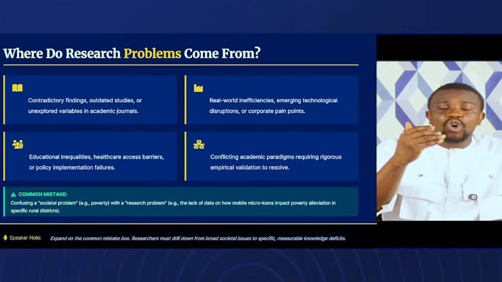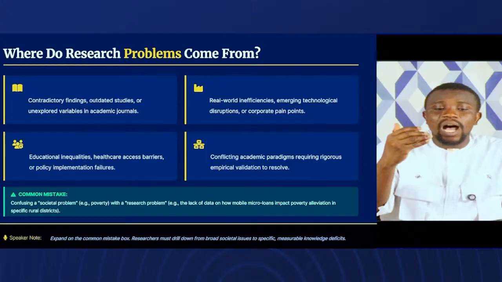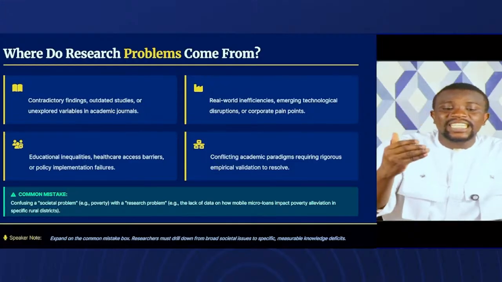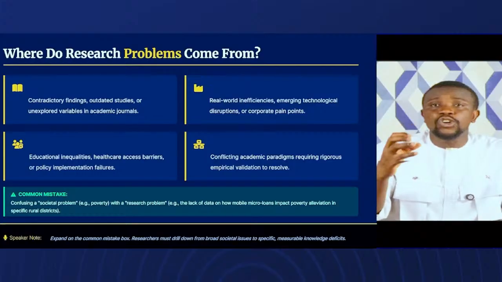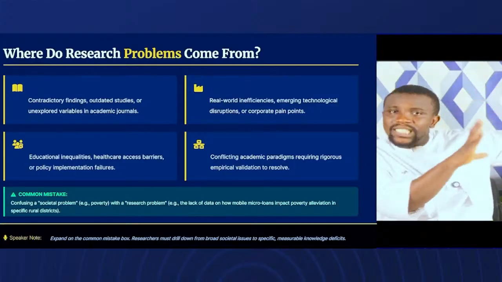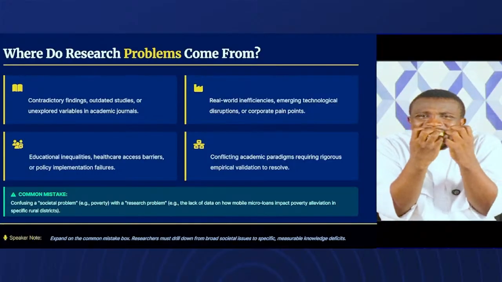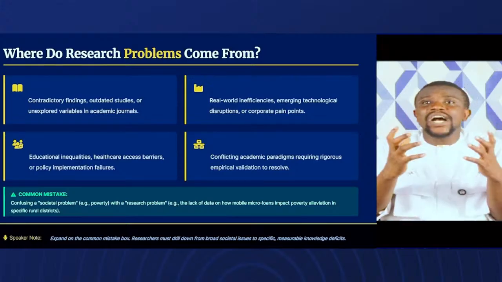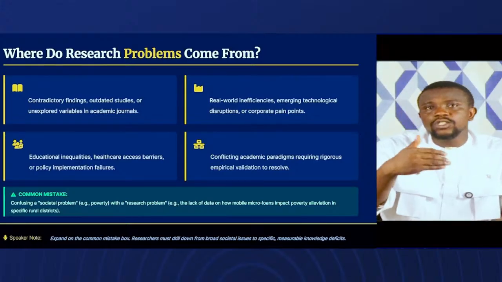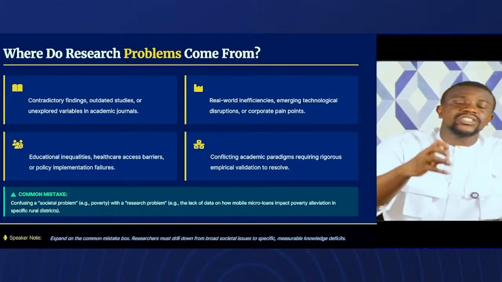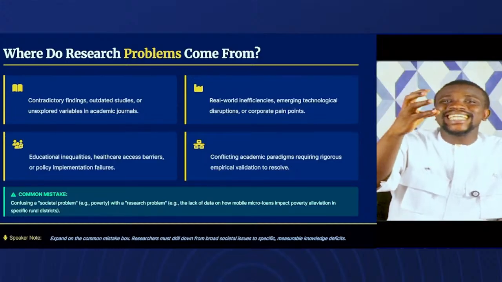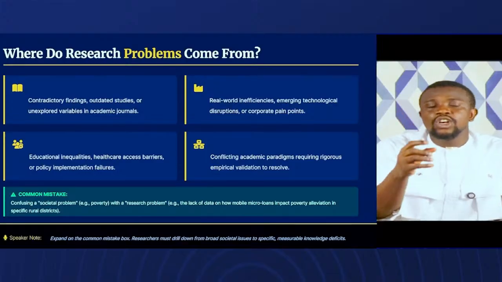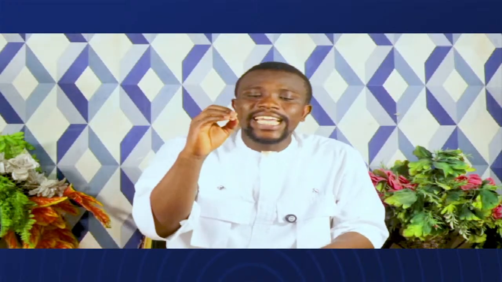Now we have what we call contradictory findings. We have outdated studies. We have unexpected variables in academic journals. So by the time you look at past research, you can be able to identify gaps. In fact, as we begin to move to the practical section, we can get a research paper and identify the gaps in that research. So by the time we identify the gaps, you can generate your research problem from those research. The second one is industrial.